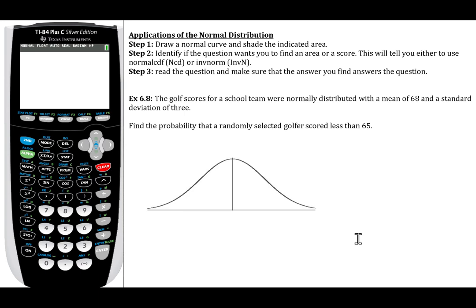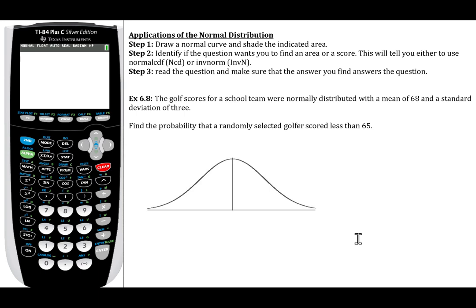In this video we are looking at how to use the TI-83 or TI-84 graphing calculator to solve applications of the normal distribution. This is the third or fourth video in the normal distribution section, so make sure you go back and watch the previous videos if you have any questions about what we're working on. I have three main steps that I always like to identify when we're working with normal distribution questions.